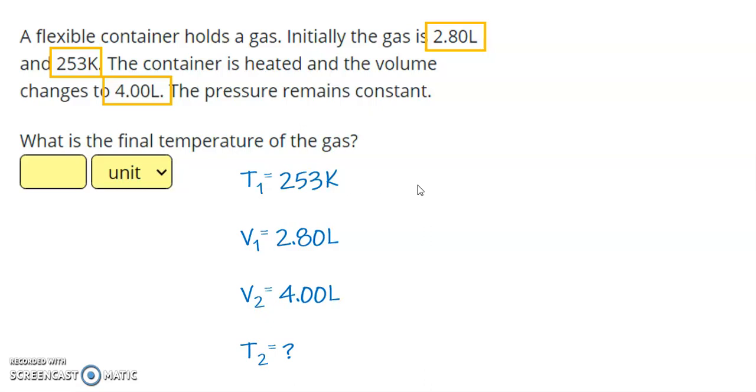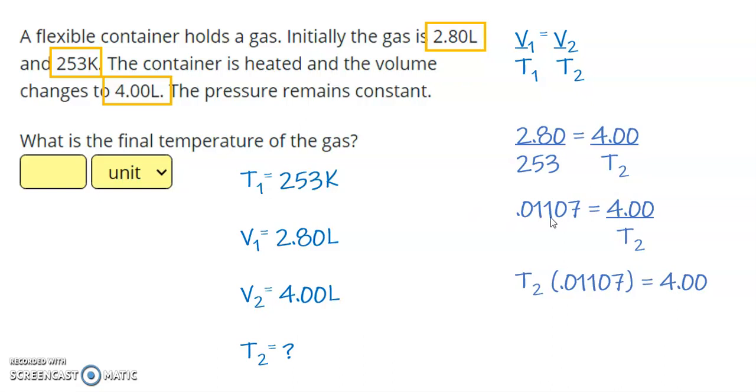Temperature is already in Kelvin, so we can go ahead and plug this into an equation. Temperature and volume are changing, so I'll use Charles' law. V1 over T1 equals V2 over T2. I'm going to plug these in. Again, you can cross multiply, you can isolate the variables before plugging it in, but I'm going to simplify by dividing these guys right here. That gives me 0.01107 equals 4 divided by T2.